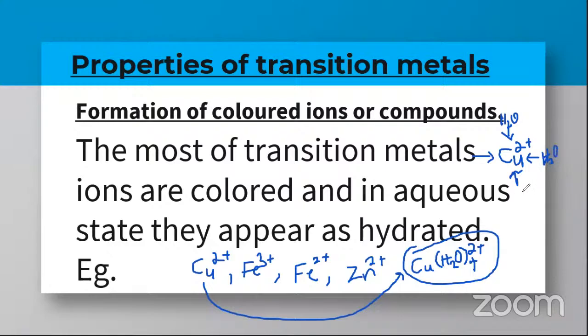Here we also have water. Then here we also have water. So that is how our copper 2 ions appear in solution, the one I've drawn here. So that is for the case of copper 2 ions. Even the rest, they appear like this.